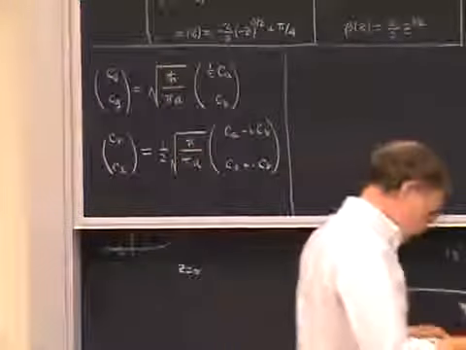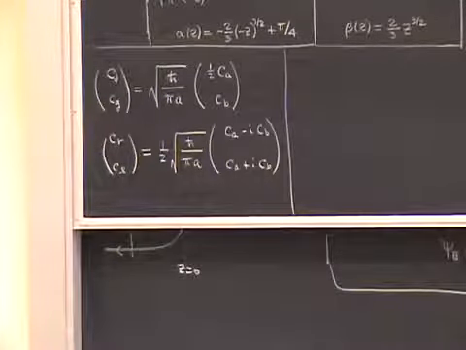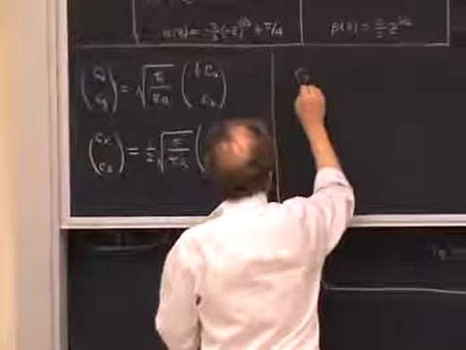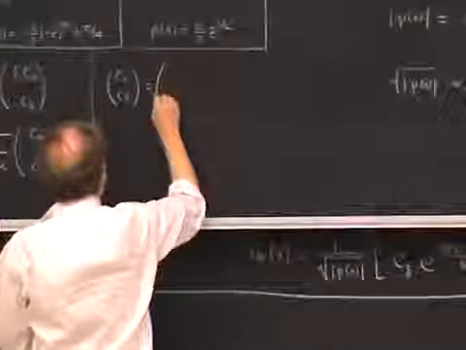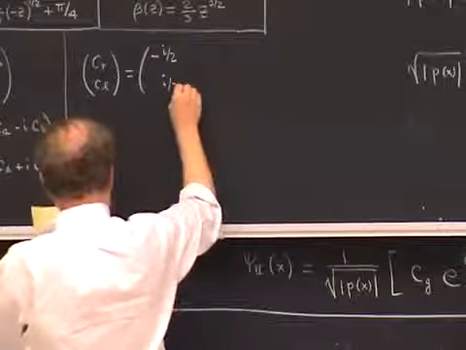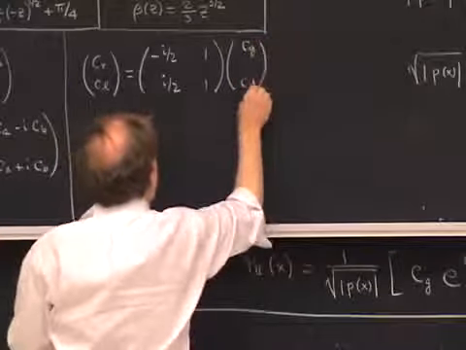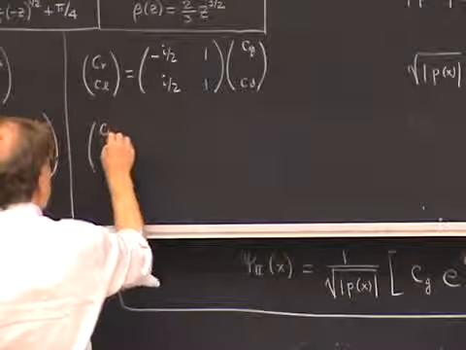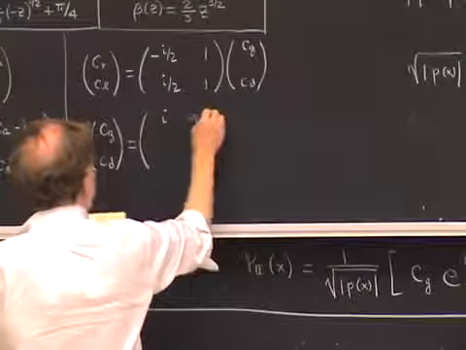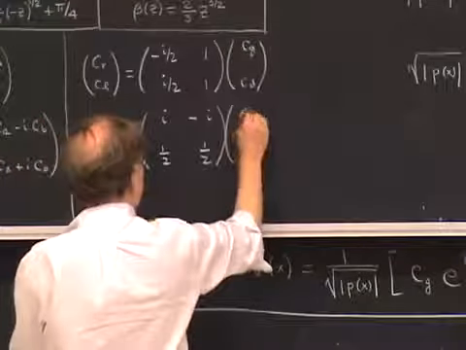And if we do this, then I need to go on to the next page. And here's what we get. We get C right, C left is equal to this matrix, which is minus i over 2, and i over 2 here, and then a 1 and a 1, multiplying C growing and C damped. And for reference, I'll write down the inverse of this, C growing and C damped, and take the inverse of that 2 by 2 matrix. And this becomes i, minus i, 1/2, 1/2, multiplying onto C right and C left.